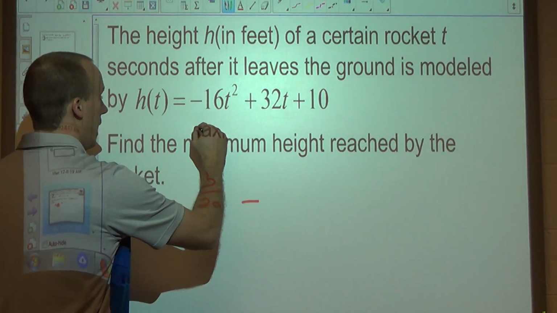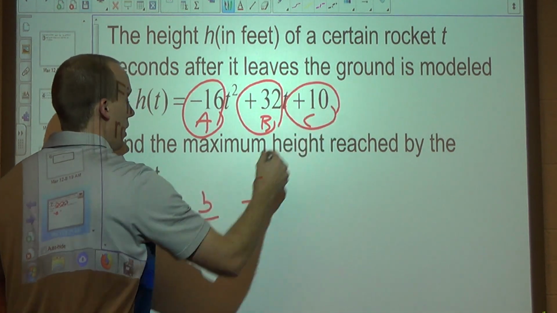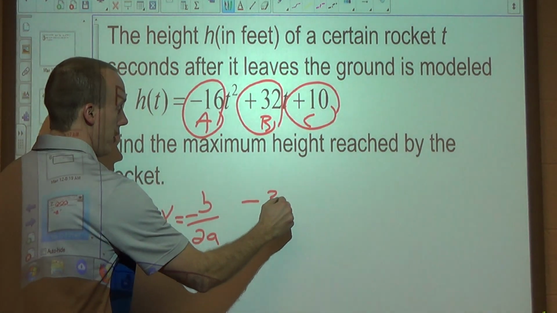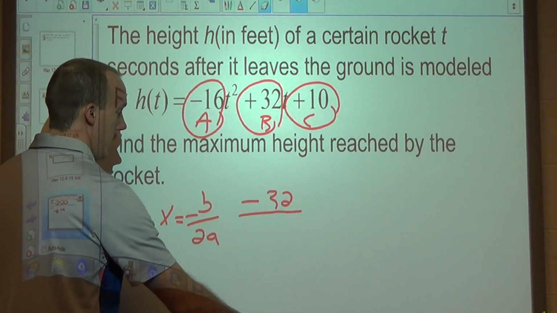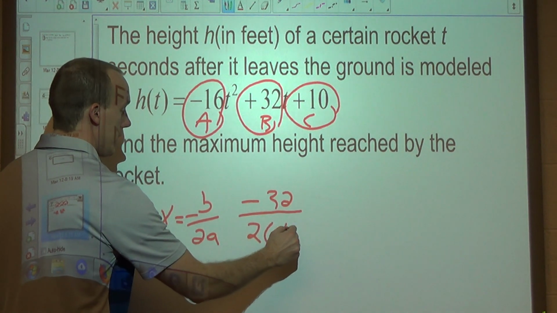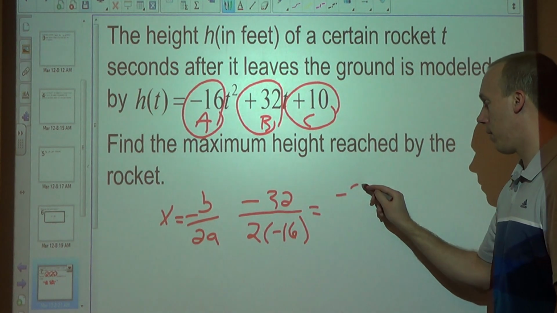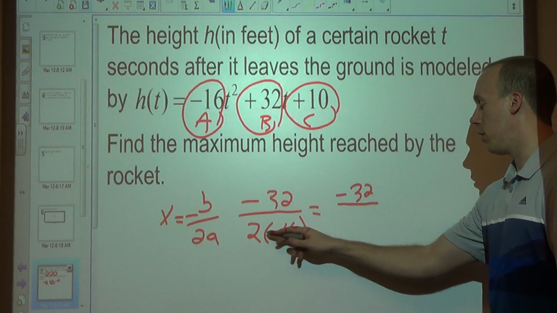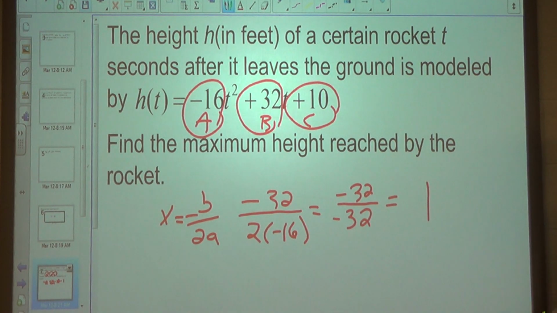So negative b, again it's a, b, and c. So then it'd be negative 32 over 2a, 2 times negative 16. And then negative 32 over 2 times negative 16 is also negative 32. So you get 1 for my answer for the x. Okay, and then how do you find that answer for the maximum height? Plug her back in, right?